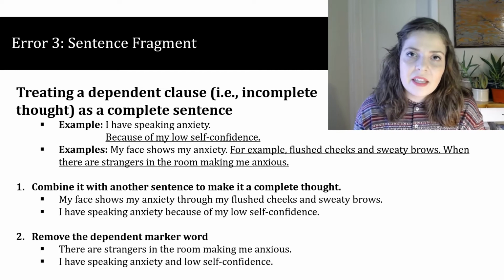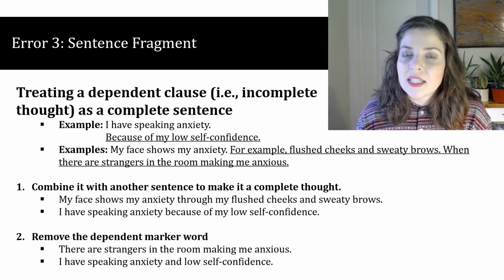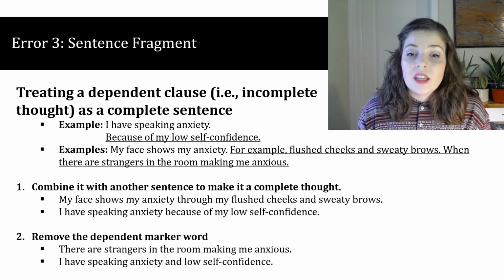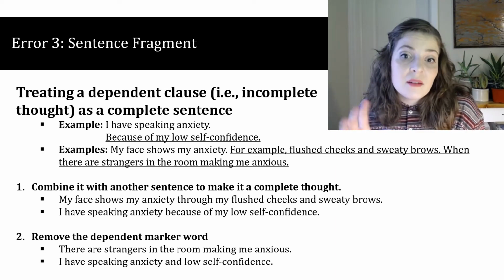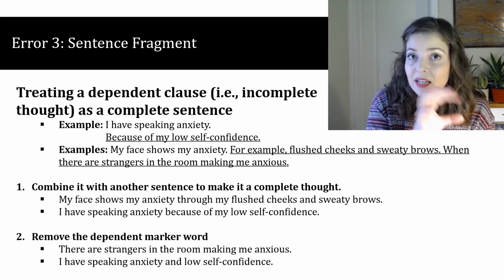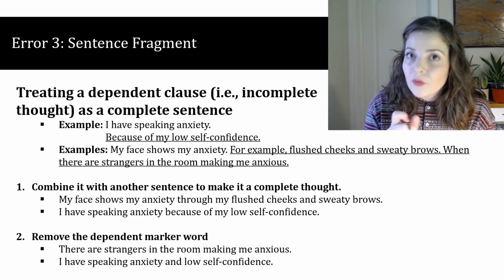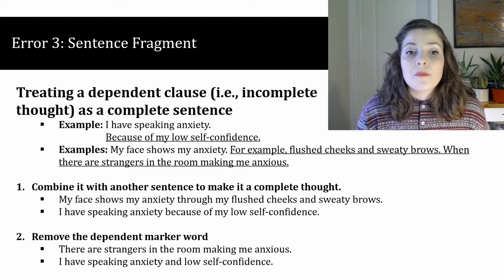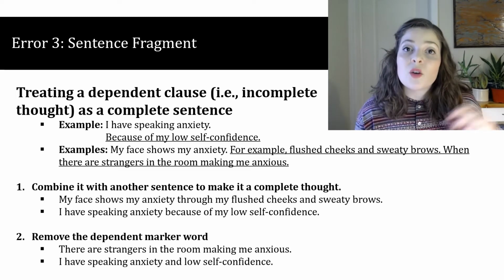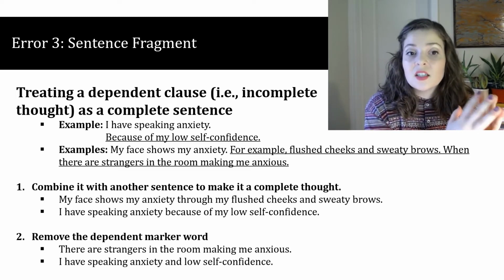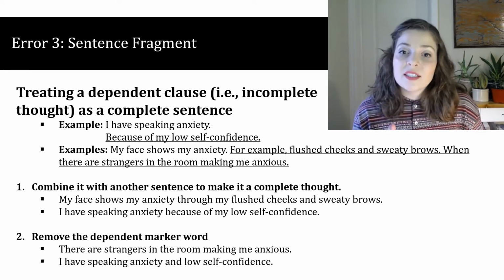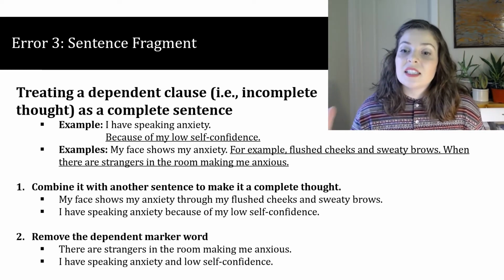That's an incomplete thought. It can't stand by itself because it doesn't have a subject and a verb. We have a subject, maybe, my low self-confidence, and we have a dependent marker word, but we don't know for sure what the subject and the verb are. Other examples are, my face shows my anxiety. So my face is the subject, shows is the verb. That's a perfectly fine sentence. For example, comma, flushed cheeks and sweaty brows.